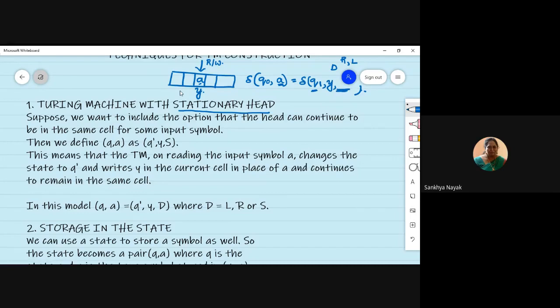In this, what we are trying to talk about is stationary head, which means I don't want to move left or right. I want to change the state, and I want to change the symbol also, but I don't want to move towards right or left. So how do I do that? In basic Turing machine moves, that is not there, isn't it?